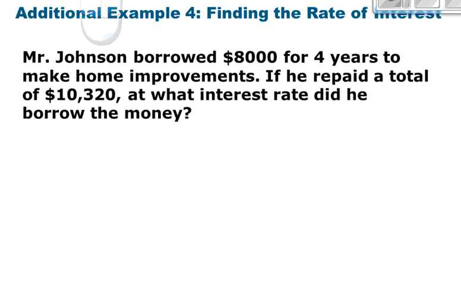Mr. Johnson borrowed $8,000 for 4 years to make his home improvements. If he repaid a total of $10,320, at what interest rate did he borrow? We're given the principal and the time, and this was his repaid total, so this was principal plus interest. To figure out what the interest is, I need to subtract the principal away from that amount.